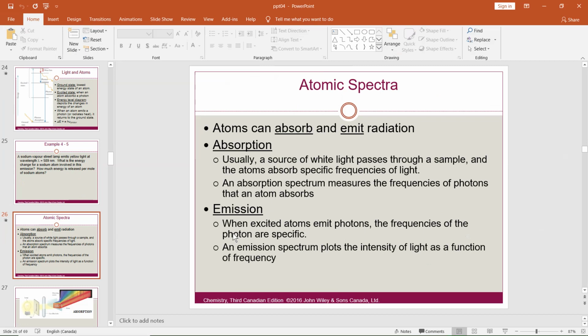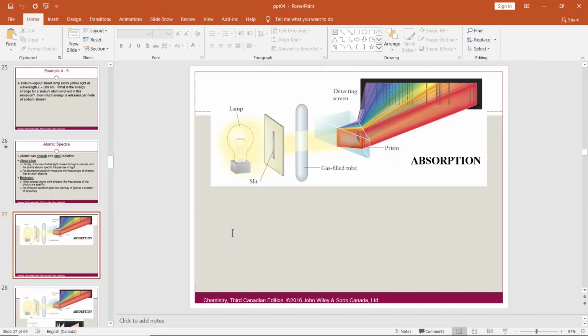Atomic spectra: atoms can absorb and emit radiation. Absorption: usually a source of white light passes through a sample and the atom absorbs specific frequencies of light. An absorption spectrum measures the frequencies of photons that an atom absorbs. Emission is the more common one. When excited atoms emit photons, the frequencies of the photons are specific. It's not some blurred values. The specific lines is what you see. The emission spectra are also called line spectra. An emission spectrum plots the intensity of light as a function of frequency.